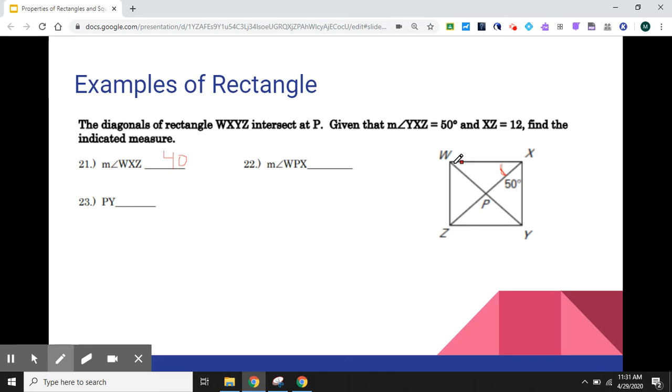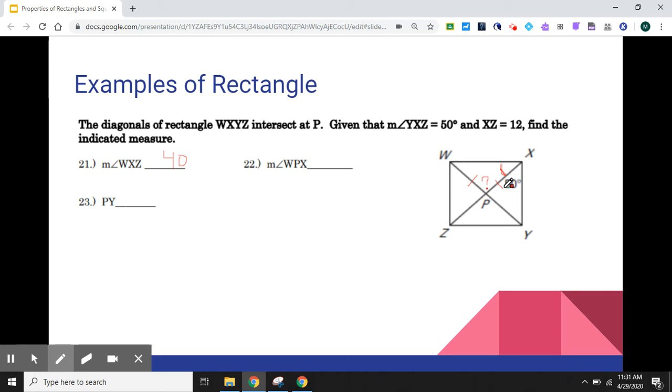We're now also looking for angle WPX. So there's a couple ways to get here. Because we know the diagonals are equal and they bisect each other, we know that these two sides are congruent, which creates an isosceles triangle. Now you kind of have to think back to our triangle unit to know what to do with that.